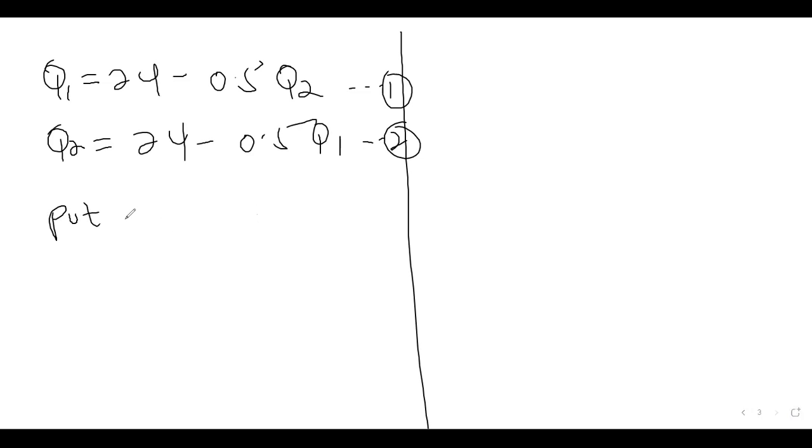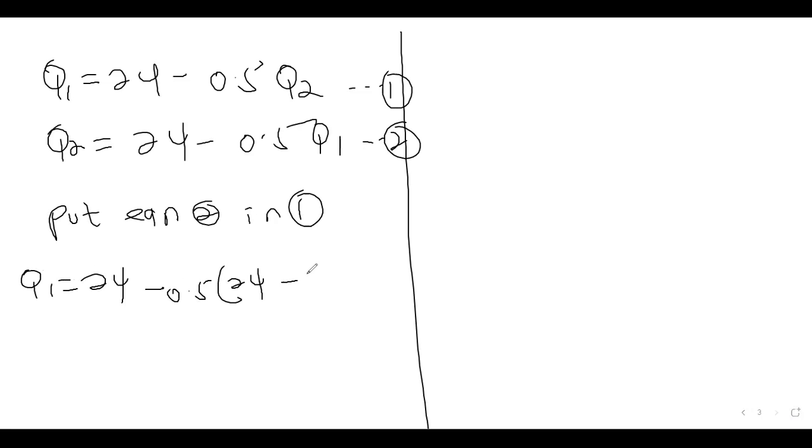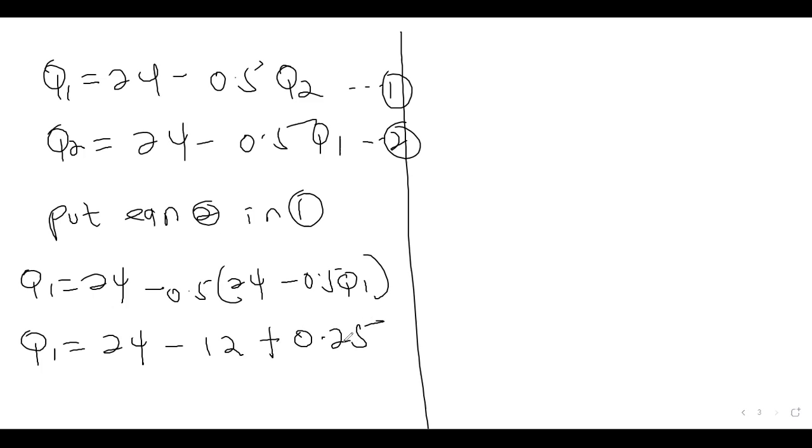So we can just put equation 2 in 1. Once we do that, we have Q1 equal to 24 minus 0.5 into brackets 24 minus 0.5 Q1. So once we expand, we have Q1 equal to 24 minus, so minus 0.5 times 24, we have minus 12, and minus 0.5 times minus 0.5 Q1, we have positive 0.25 Q1, okay, positive 0.25 Q1.